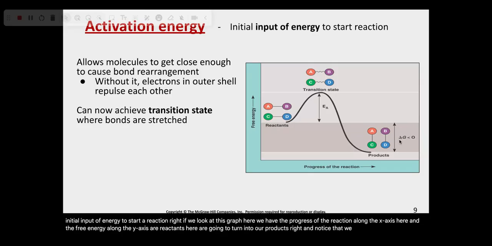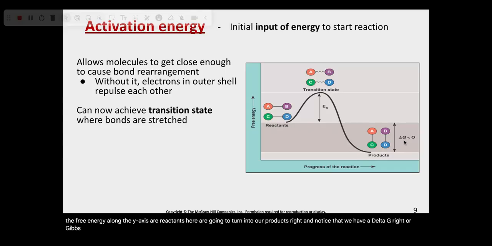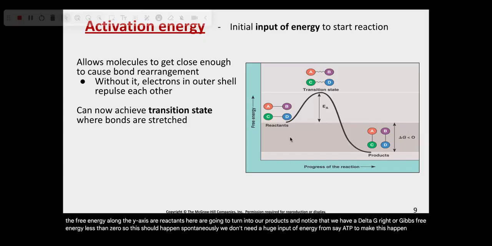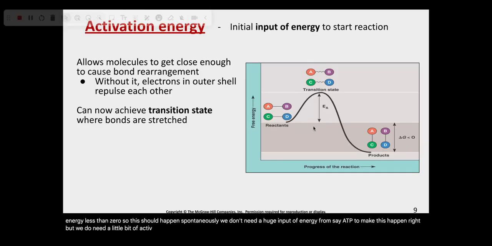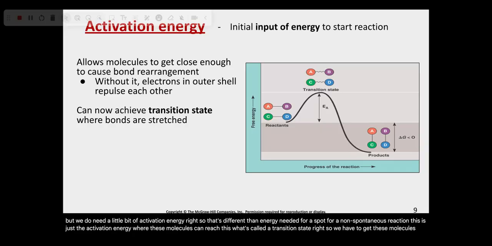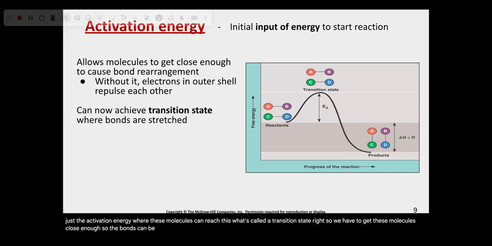And notice that we have a delta G, or Gibbs free energy, less than 0, so this should happen spontaneously. We don't need a huge input of energy from, say, ATP to make this happen. But we do need a little bit of activation energy, right? So that's different than energy needed for a non-spontaneous reaction. This is just the activation energy where these molecules can reach what's called a transition state, right? So we have to get these molecules close enough so the bonds can be rearranged.